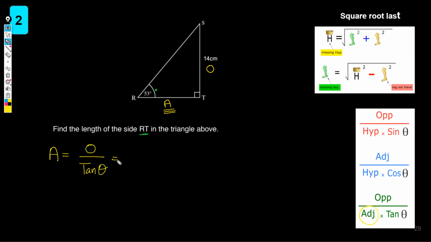This question has nothing to do with tan inverse because we're trying to find a side, not an angle this time. The length of the opposite side is 14, and the angle is 53 degrees. So when you work this out, just type it in straight on the calculator, 14 divided by tan 53, and we get roughly 10.55 centimeters. All right, so people are seeing their mistakes. Good, good.